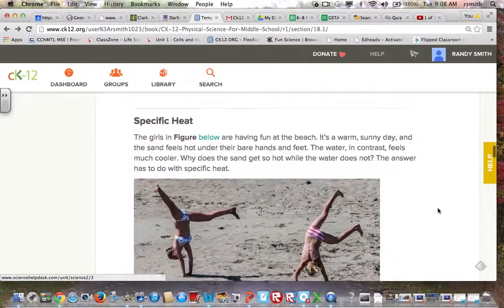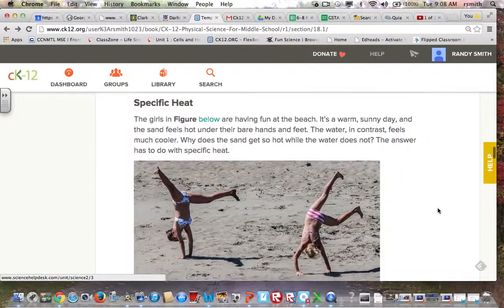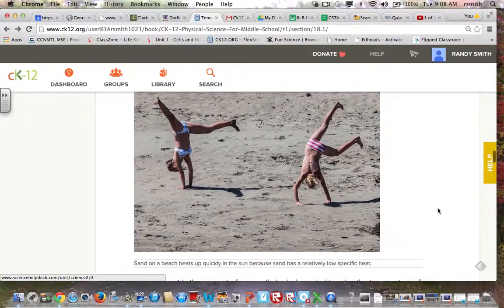Specific heat. The girls in the figure below are having fun at the beach. It's a warm, sunny day, and sand feels hot underneath their bare hands and feet. The water, in contrast, feels much cooler. Why does sand get so hot while the water does not? The answer has to do with specific heat.